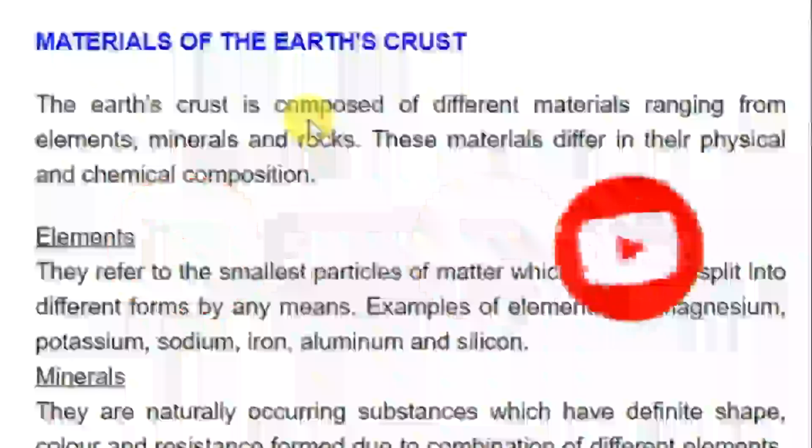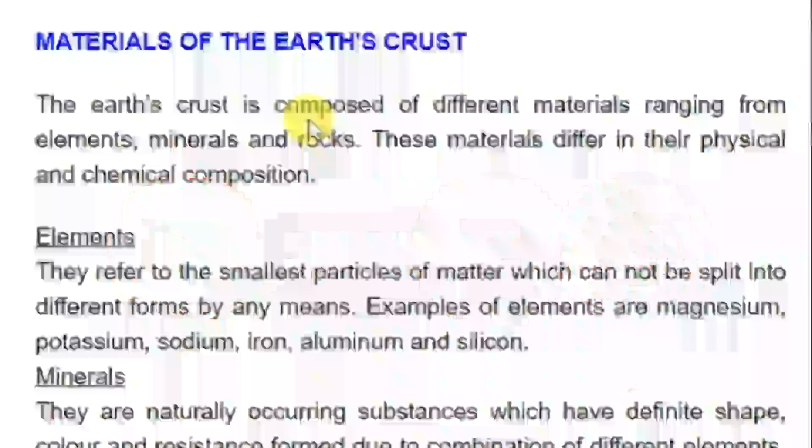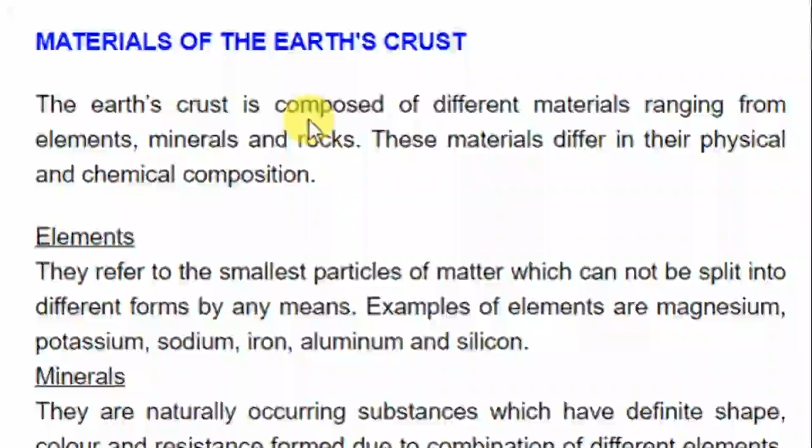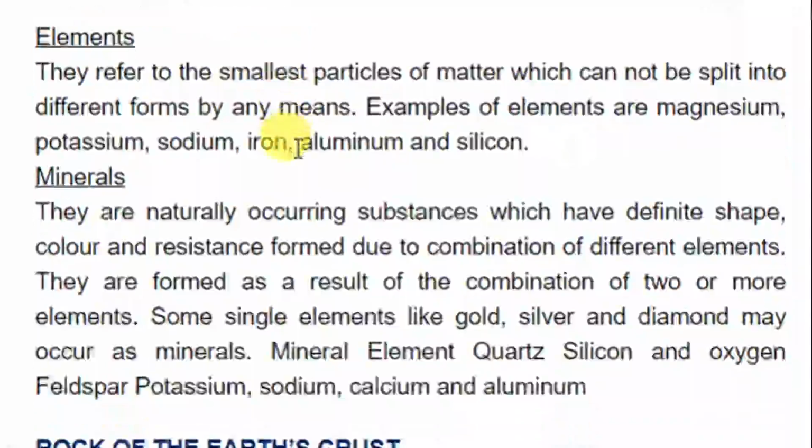Today we are going to discuss the materials of the earth's crust. In the previous session we discussed the different composition of the external structure of the earth. Now, the earth's crust is composed of different materials ranging from elements, minerals and rocks. These materials define their physical and chemical composition. Now let's start with the elements.